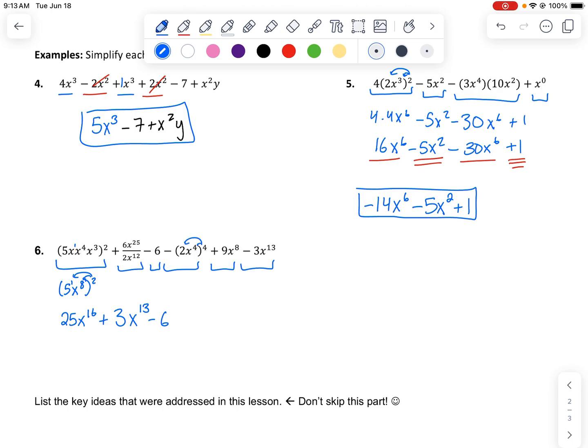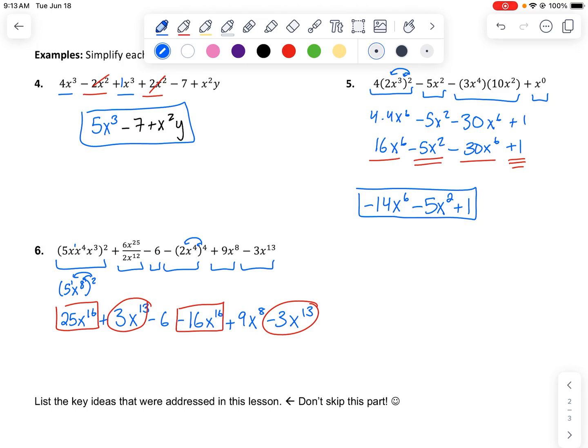And then I have a 2 to the 4th. 2 to the 4th is 16. x to the fourth is x to the 16th. We end up multiplying those exponents, and my last two terms are already as simplified as they can be. So let's look across for our like terms. So I'll show one more strategy. Some people like to use different shapes, and don't forget when you box in your like terms to keep the sign with it. So I see some x to the 16ths, I see some x to the 13ths, and then I see two remaining terms that don't have any like terms.